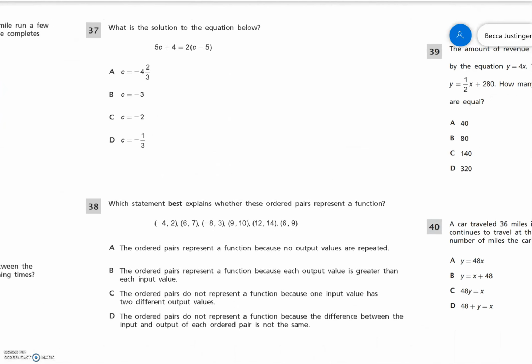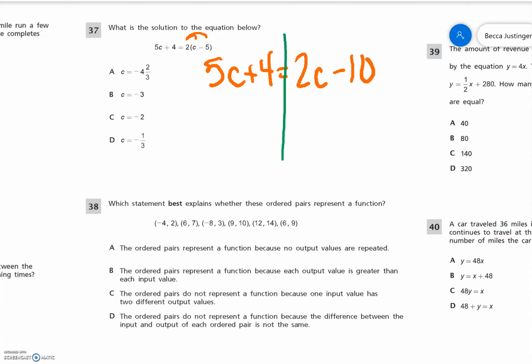37. What is the solution to the equation below? So we have to solve for C. First thing I see to do is to distribute the 2. Distribute means to multiply. So we rewrite 5C plus 4 equals 2 times C is 2C. 2 times negative 5 is negative 10. Now I want to get the C's on the same side. I can either subtract 2C or subtract 5C. It doesn't matter which one, but I'm going to subtract 2C because then we don't have to deal with negatives.